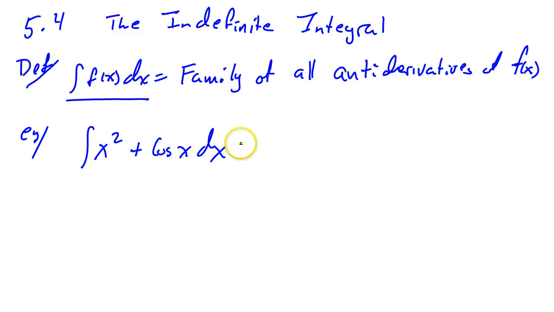So for instance, if I write this, then this means take the family of all antiderivatives of this thing. This being a sum, I know that I can just do each piece individually. So the x squared turns into an x cubed over 3, the antiderivative of cosine x is sine x, and then I just add a plus c to describe all of them.